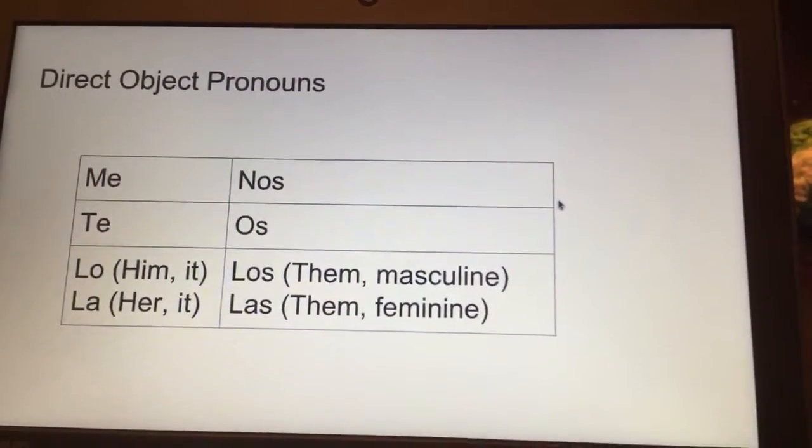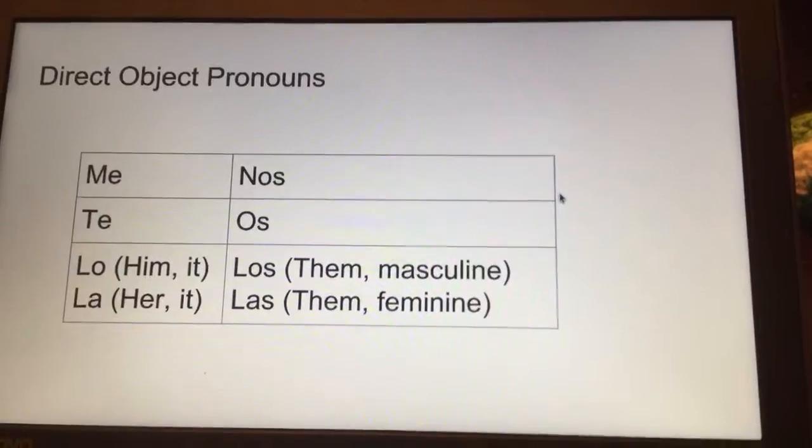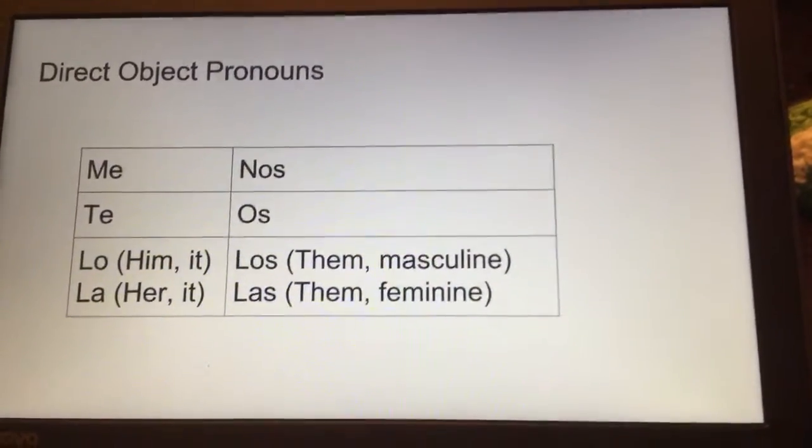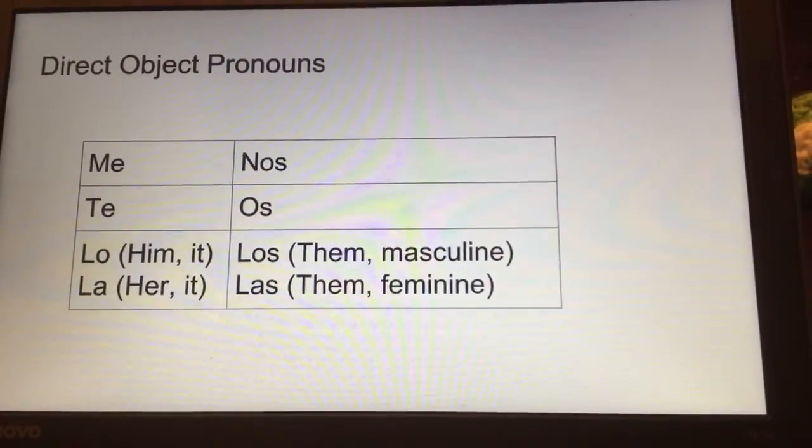You'll notice that they're really, really similar to what you would use with gustar. Me, te, le, nos, les. The first four on the top are the same. The bottom four are not.